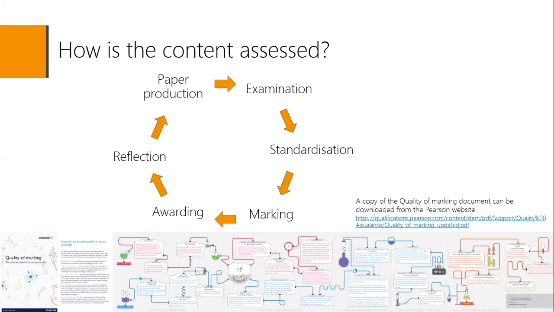Following awarding, the principal examiner for a paper will reflect on the performance of the paper. In particular, the principal examiner will look at questions that did not work as expected. Information gained from this process is then used to help refine the writing of the next paper.